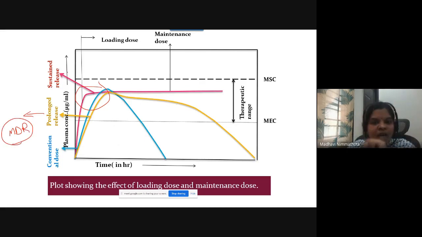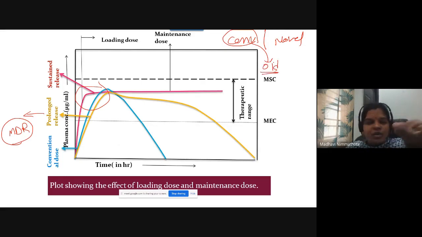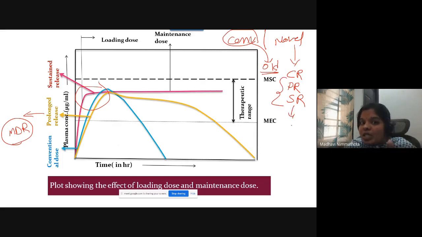See ma'am, you have conventional systems and novel systems, conventional dosage forms and novel dosage forms. Conventional dosage forms are also called the old type. We have tablets, capsules, normal suspensions, syrups. These all come under conventional dosage forms. In case of novel dosage forms, we have controlled drug delivery systems or prolonged drug delivery systems, or sustained drug delivery systems. All these have one particular goal. What is that? It has the capability to release your drug up to prolonged periods of time.